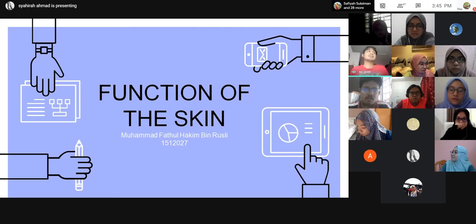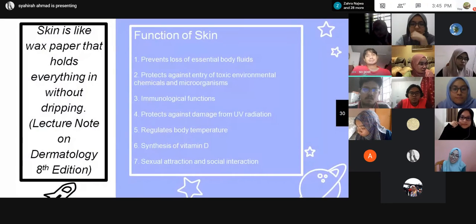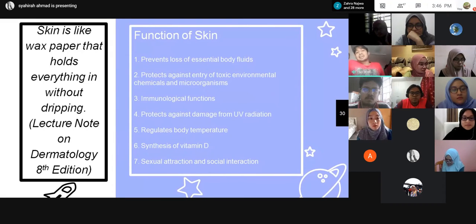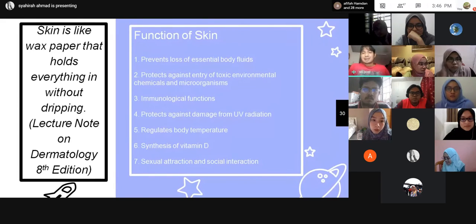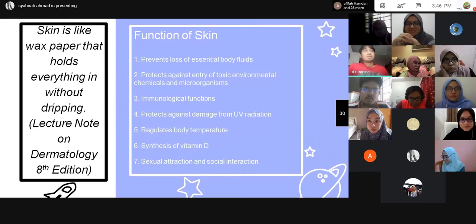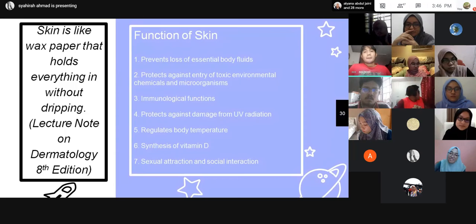Okay, Assalamualaikum. Today I'm going to present the function of the skin. Next. The lecture note on the dermatology book stated that skin is like wax paper that holds everything in without dripping. I think I don't have to explain this to you guys. So there are 7 functions of the skin stated in the book. Next.